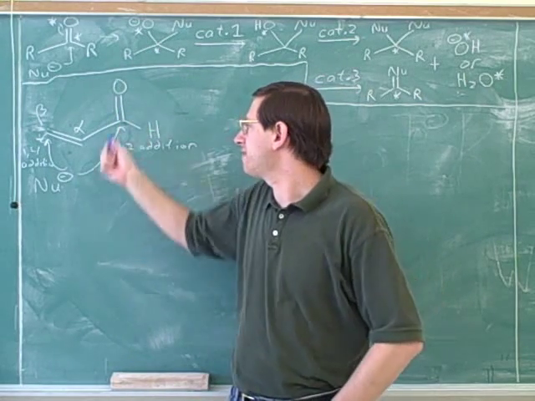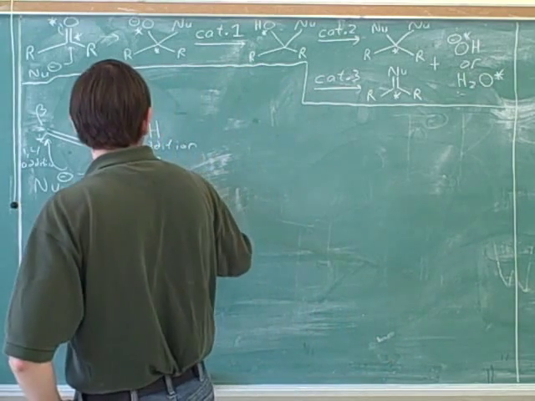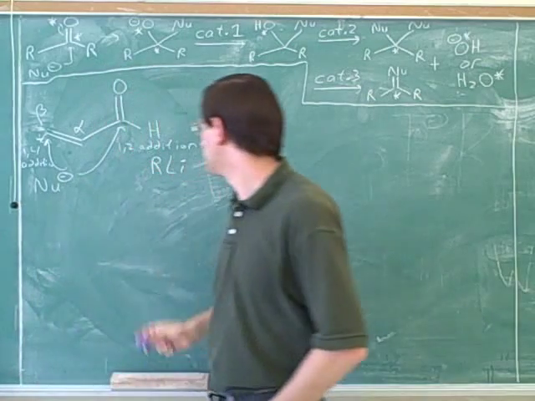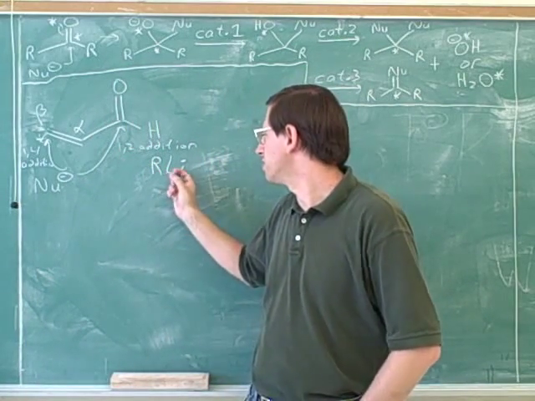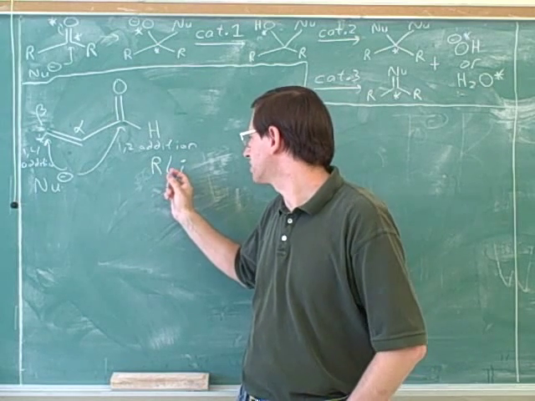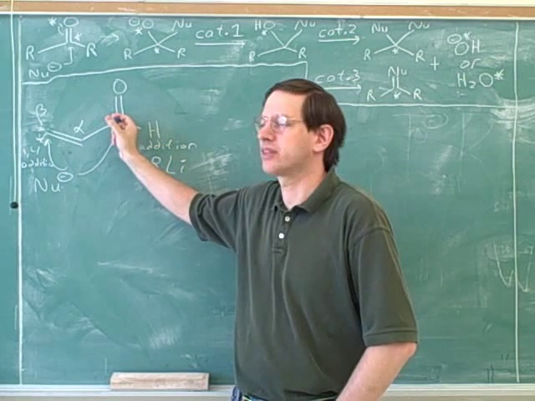So let's see, one nucleophile that would attack here is alkyl lithiums. Remember, those are a type of organometallic reagent. Organolithiums, alkyl lithiums, I'll put them over here to indicate these would do a 1,2 addition. They would attack the carbonyl carbon.